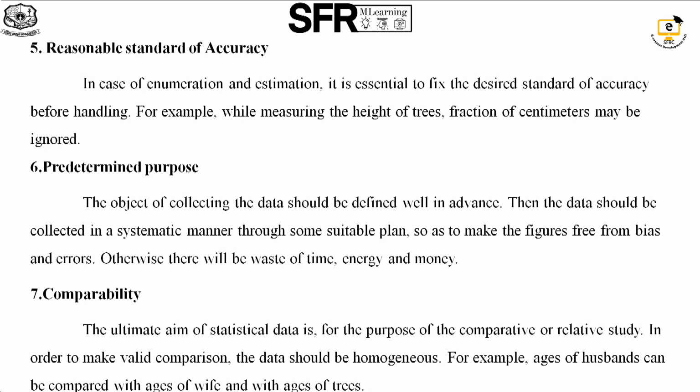If two students are doing the same problem and have the same answer, but the decimal value is different, this is not considerable as a major variation. For example, while measuring the height of trees, fractions of centimeters may be ignored. We can ignore those decimal variations. Next one is predefined purpose. The object of collecting the data should be defined well in advance.